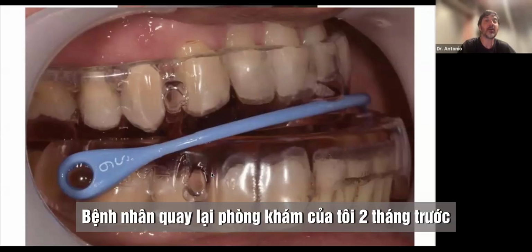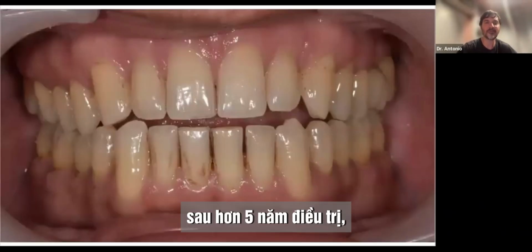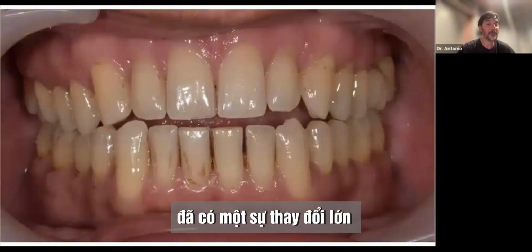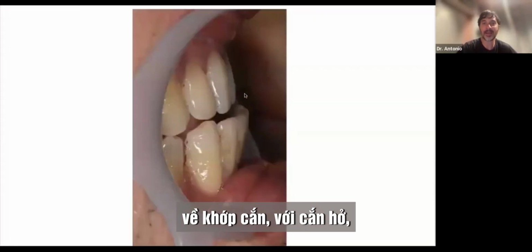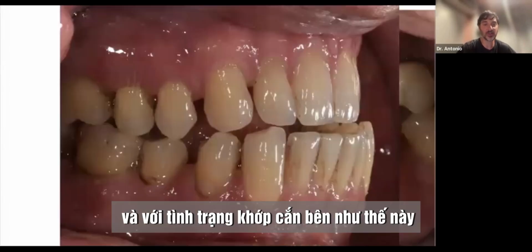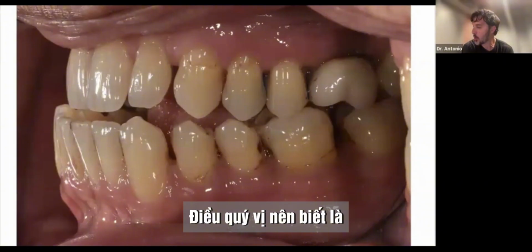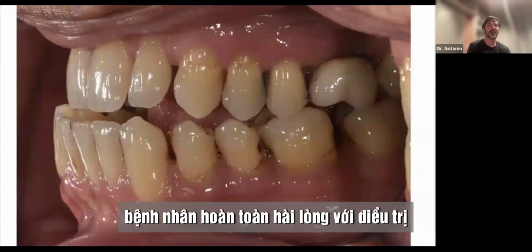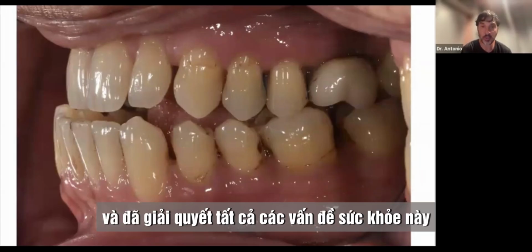And he came to my office 2 months ago, and as you can see here, after more than 5 years of treatment, there has been a big change of the occlusion, with an open bite, with a cross bite in the anterior area, and with this kind of situation from the lateral occlusion. What you should know is that the patient is absolutely happy with the treatment. He's not interested in the change of the malocclusion because he is able to sleep well and he solved all of these health problems.